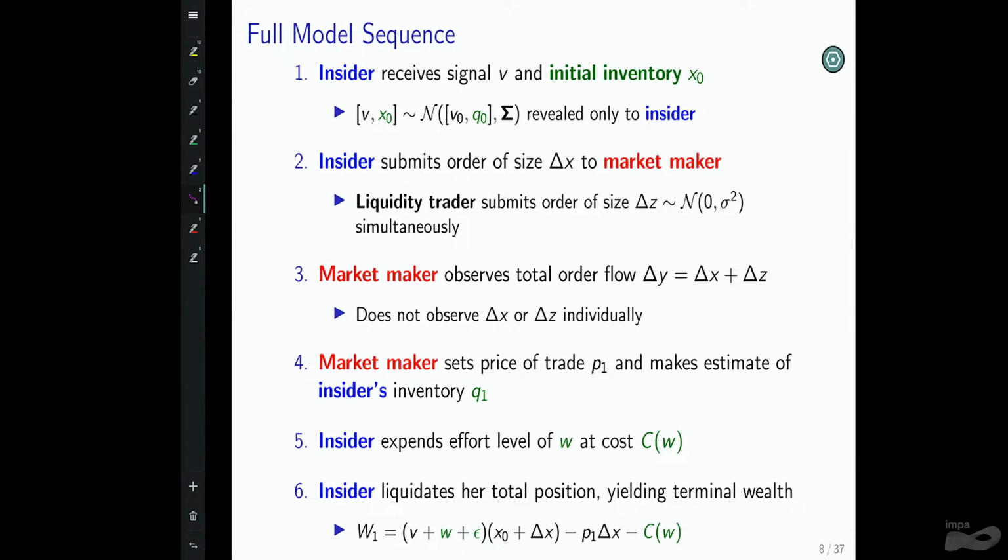After the trades have been submitted, the insider is then able to select the effort level that they expend, and this is going to come at some cost, which we'll denote by C. And so the final terminal wealth of the insider is represented by this expression at the bottom, okay? So we have the liquidation value of the asset. This is the three terms that we added up before, multiplied by the net position of the insider. We subtract the price of the trade, or the total cost of the trade to the insider, and we subtract the cost of the effort. Okay?